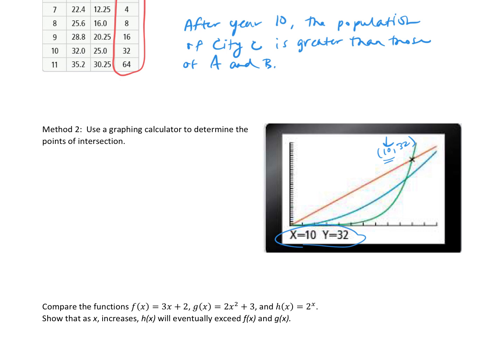And I just want to point out that because city C is exponential, it is going to exponentially grow. From here on out, after year 10, it's always going to have a higher population than the other two cities. The linear and the quadratic function won't come back and increase higher than this one. It's because it's exponential that this is happening. So just good to know.